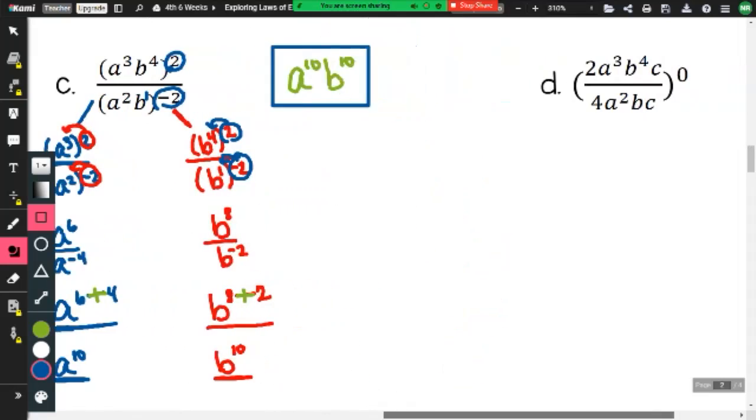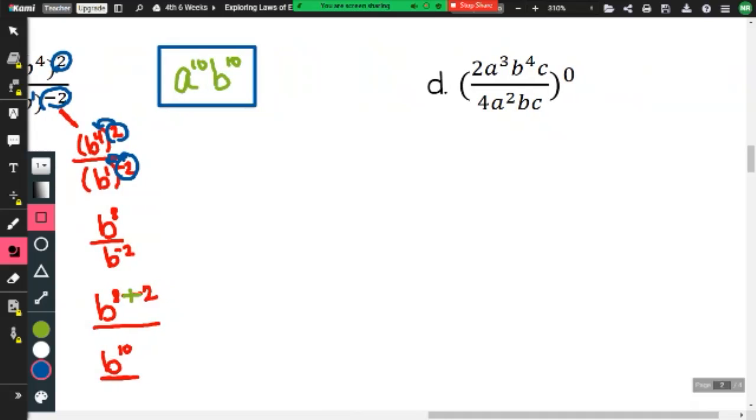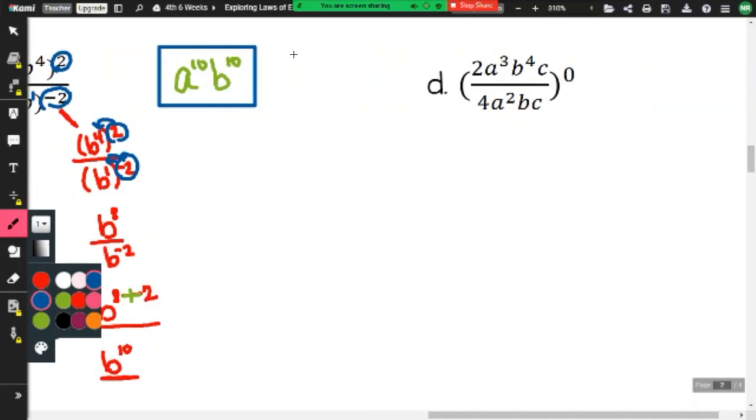All right. D should be the easiest one out of all of them. Why? Okay, what did we learn in the video about the 0? If it's located where? On the outside of the parentheses, it changes everything inside to a 1.